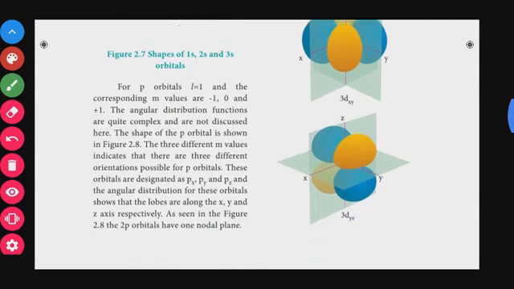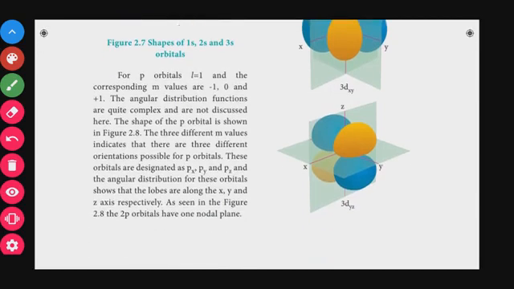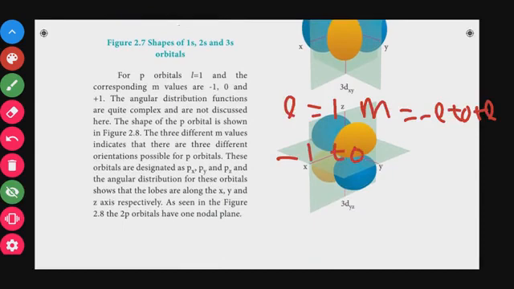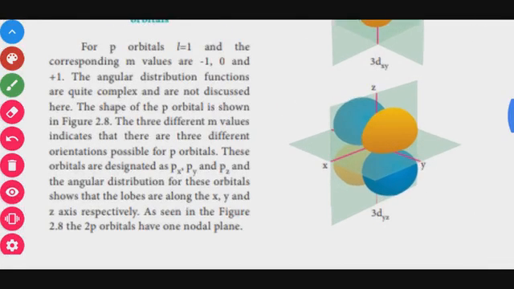Next is the shape of p orbital. For p orbital, L equal to 1 and the corresponding m values are minus L to plus L, so minus 1 to plus 1 is what we get. So minus 1, 0 and plus 1 will be your m values. The angular distribution functions are quite complex and not discussed here.